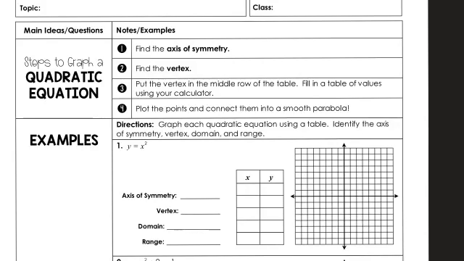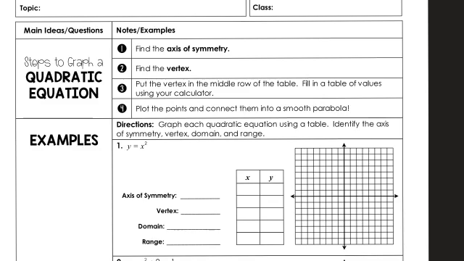Hello, algebra. Welcome to quadratic equations. This is probably the peak of our curriculum, this unit. Couple main vocabulary words you really need to be familiar with.